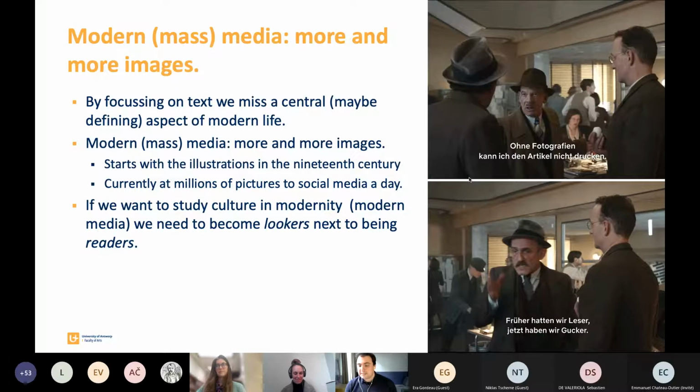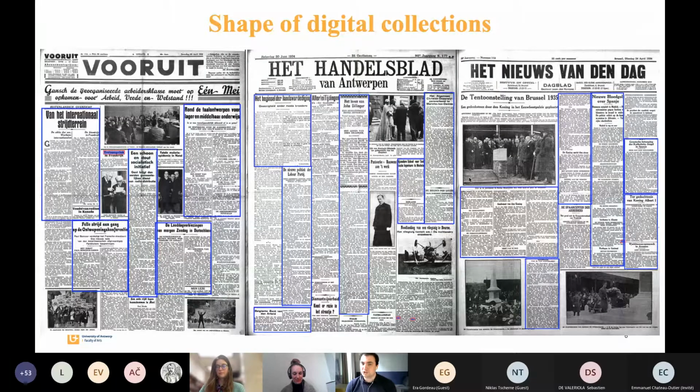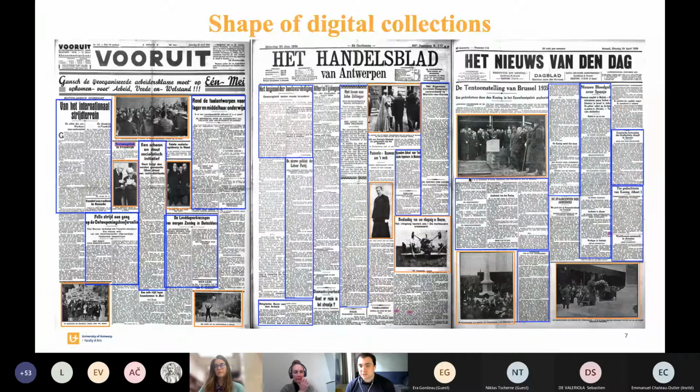This world of images is also reflected in the shape of digital collections. These are, of course, from the KBR's own collection, and here you can see that there is lots of text, but also lots of images, which we can extract in all sorts of ways nowadays. If we have a large collection of digitized newspapers or other digitized historical sources, we can extract millions, maybe, or at least a couple of 100,000 images from these collections.